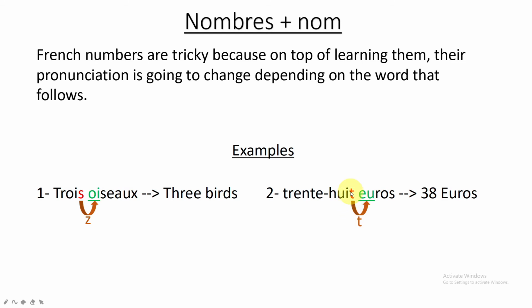Here we have a silent T at the end of the first word, so it will create an abstract T at the beginning of the second word. The first syllable of the second word is EU. Okay, so let's see how to pronounce trente-huit euros.